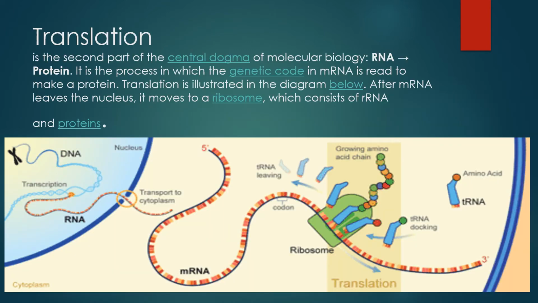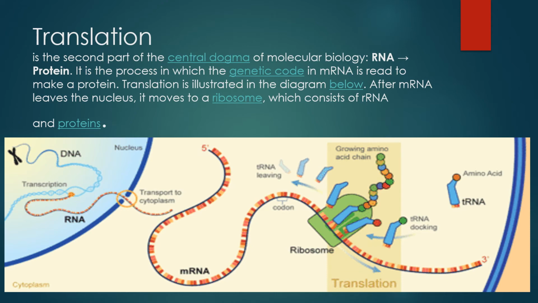Translation. This is the second part of the central dogma of molecular biology, from RNA to protein. It is the process in which the genetic code in mRNA is read to make a protein. Translation is illustrated in the diagram below.